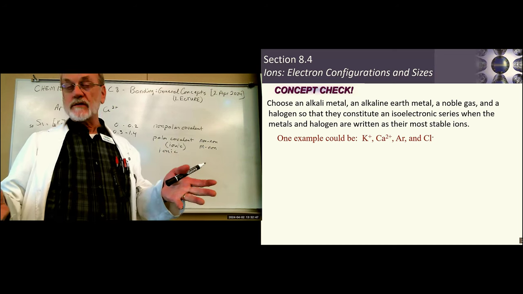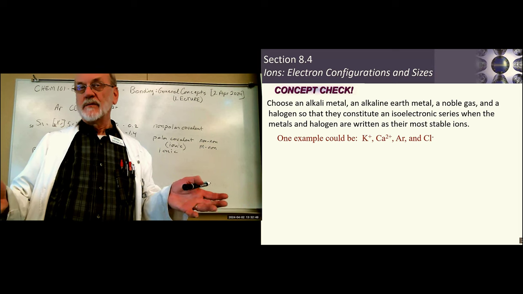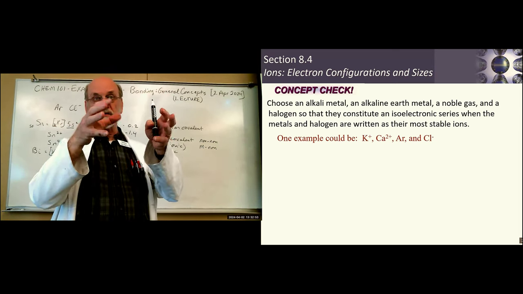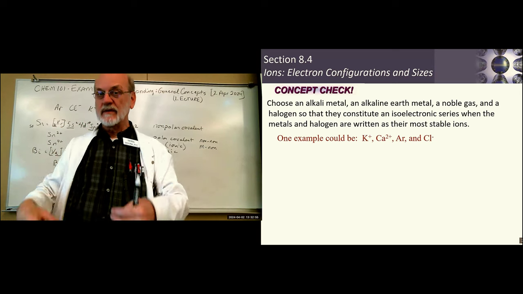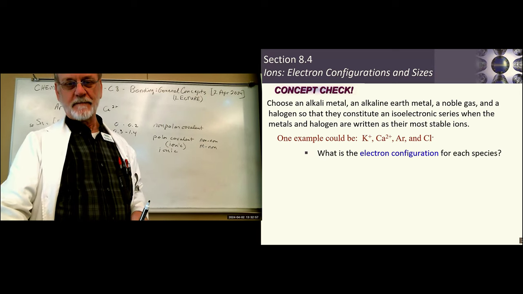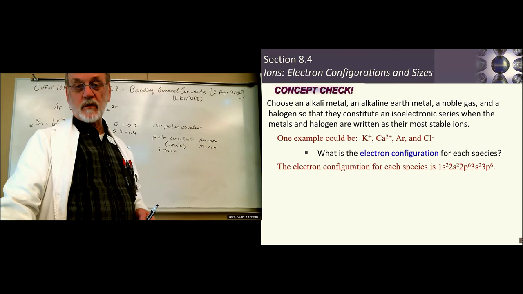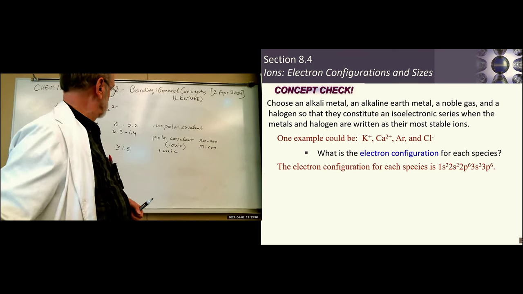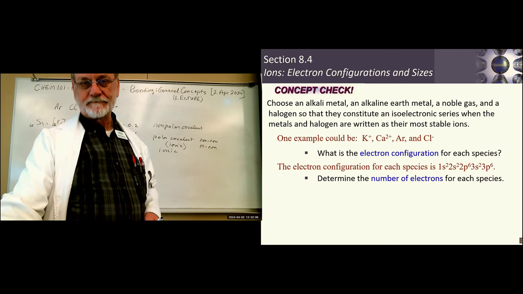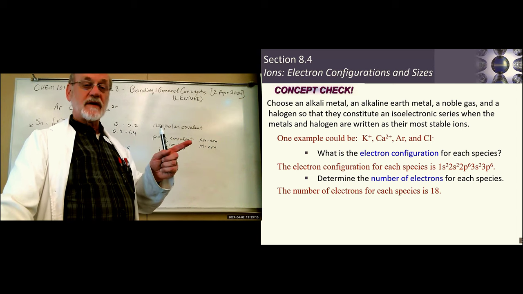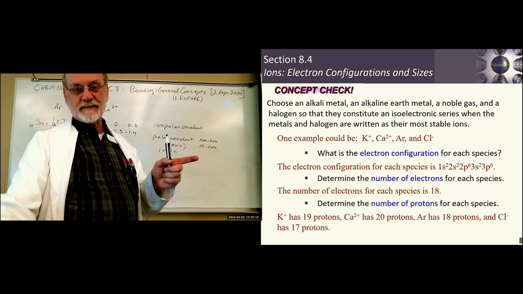Now, they have different protons, of course, because they're different elements. But their number of electrons and the energy levels that the electrons occupy are the same. Right. And there's the electronic configuration for argon. The number of electrons will be the same. Number of protons will be different.